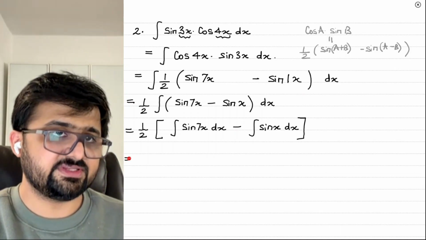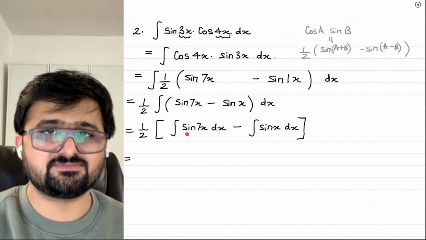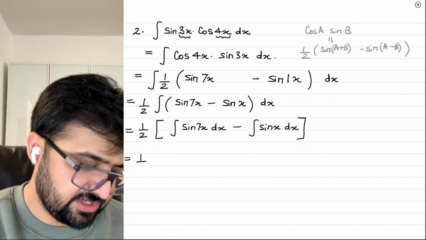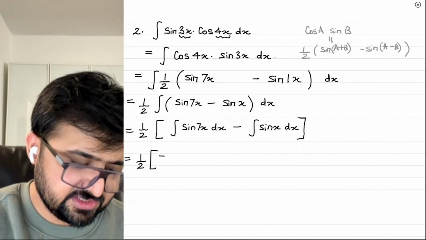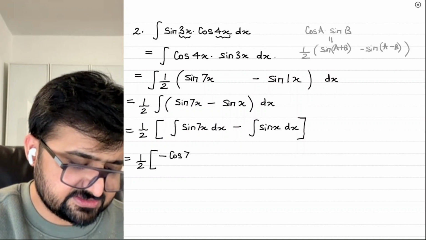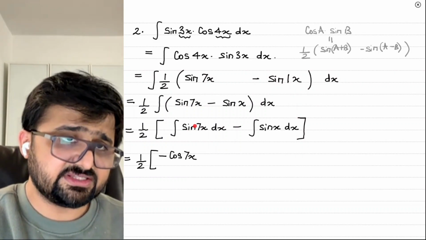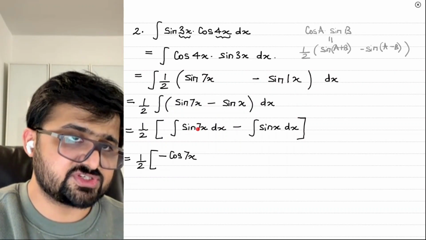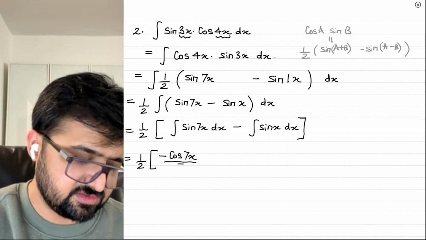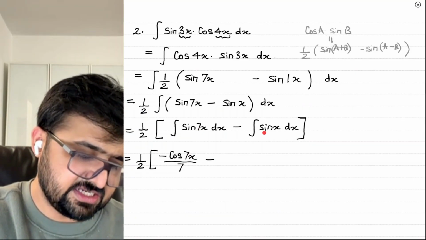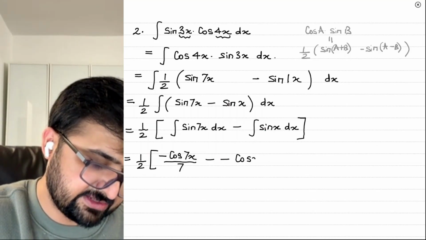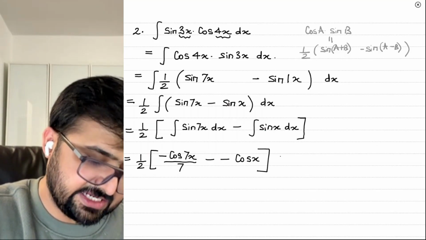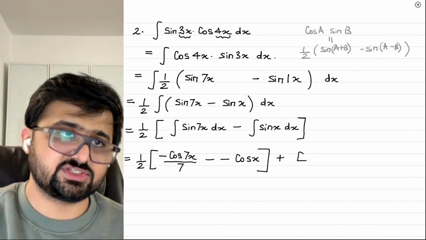Now it's very simple, just the integration of sine, which is minus cos. So you write half, integration of sine 7x, which is minus cos 7x. But remember that you have to divide by that coefficient of x, which is 7, minus. Again, the integration of sine x is minus cos x. Close the bracket, add the constant of integration c.